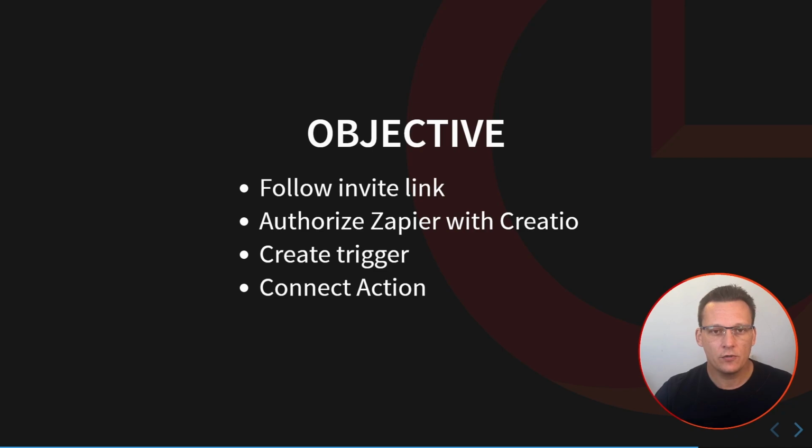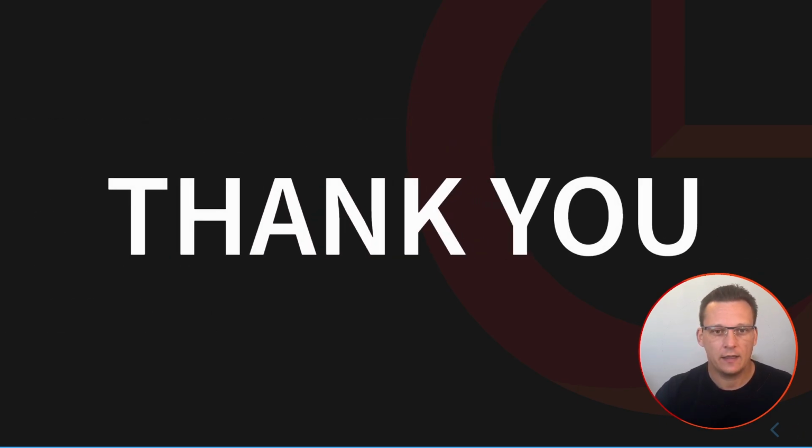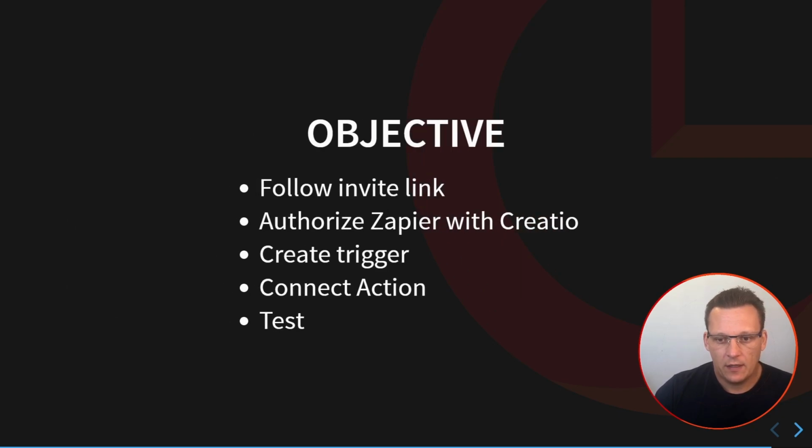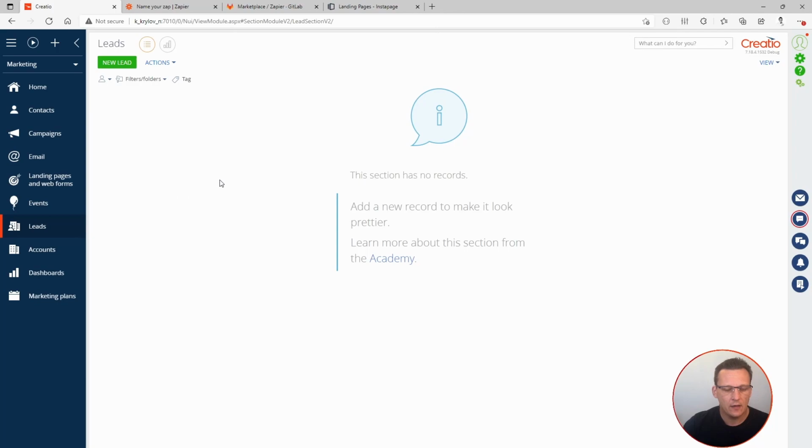What we're going to do then, after we create a trigger, is create an action, and this is where we actually configure the information that flows from whatever triggers the action to Creatio, and we're going to test this whole integration. So let's go ahead and get started. Okay, let me switch my screen, and we're going to take a look at what's going on here.